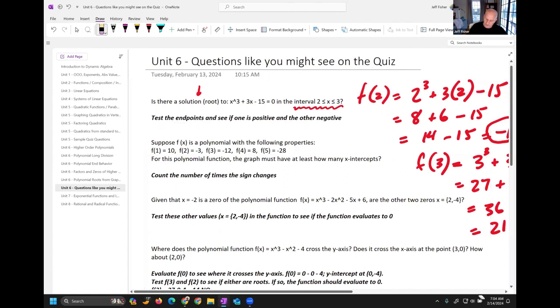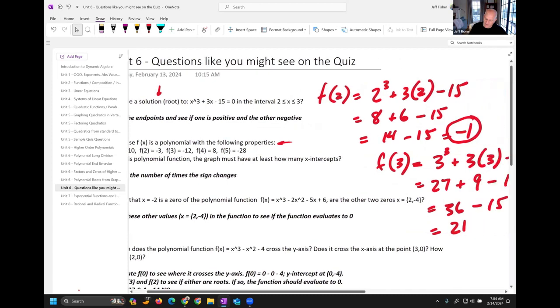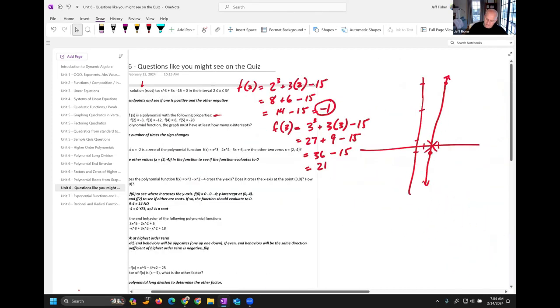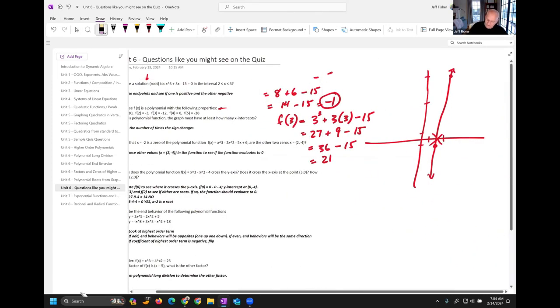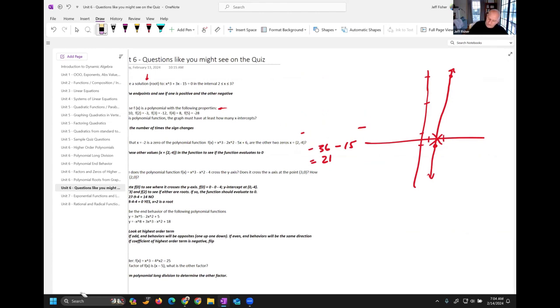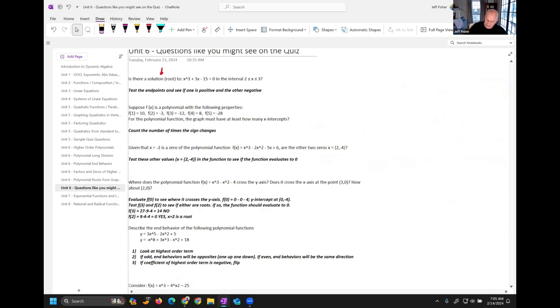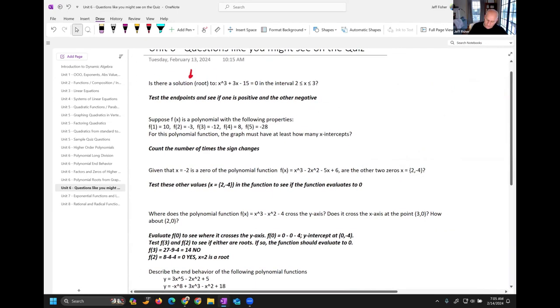Suppose f is a polynomial with the following properties. For this, the graph must have how many intercepts? Well, let's get into this. We know that whenever the graph changes from going positive to negative or negative to positive, whenever we have a change in sign, we're going to have it crossing the x-axis.